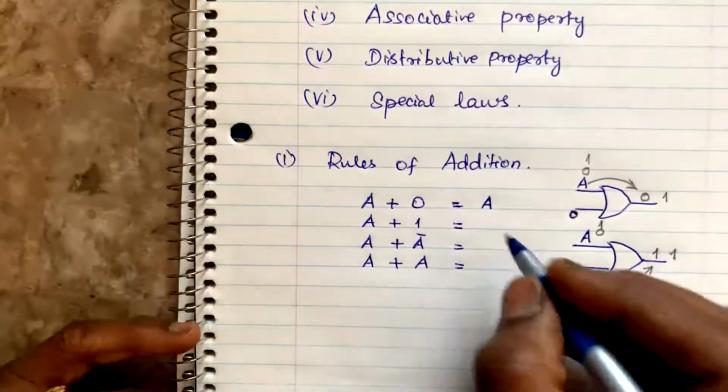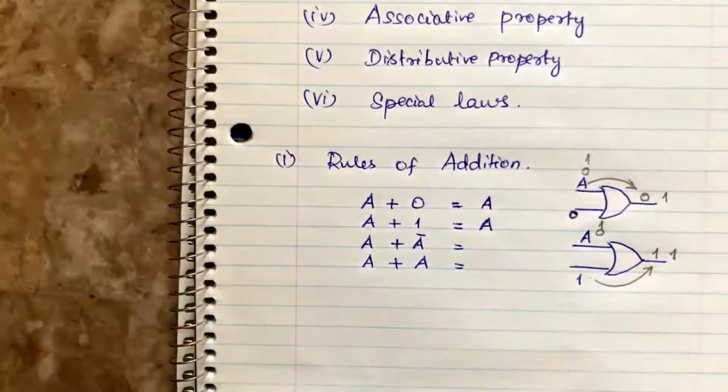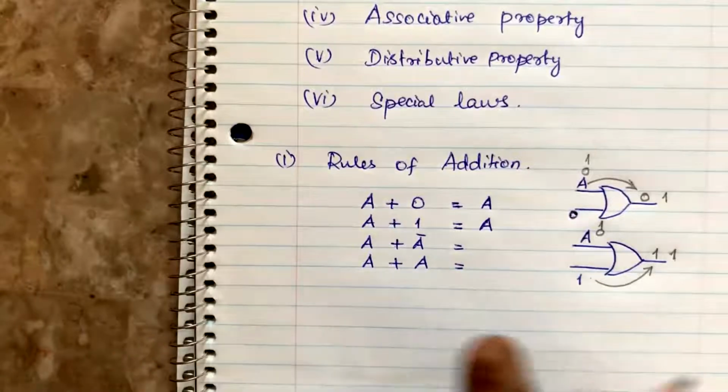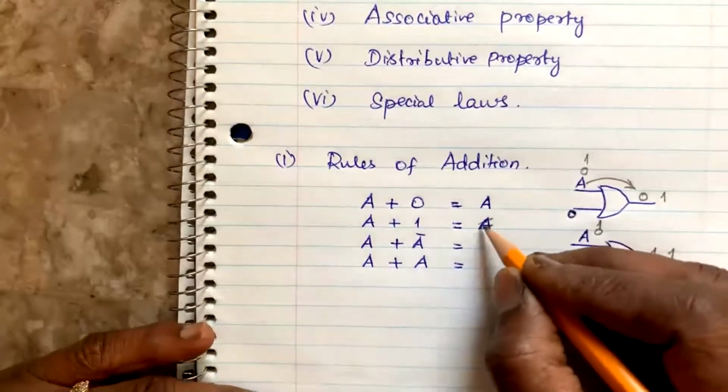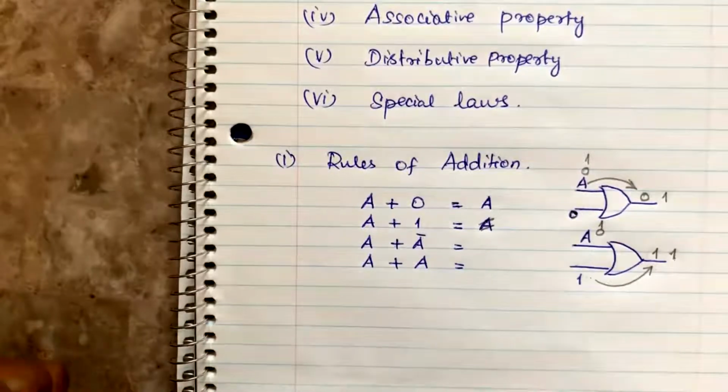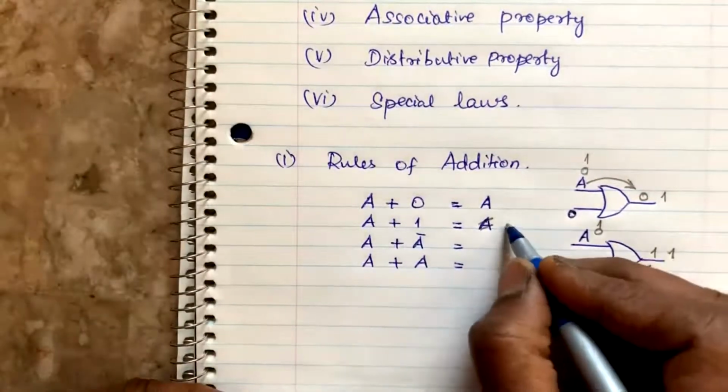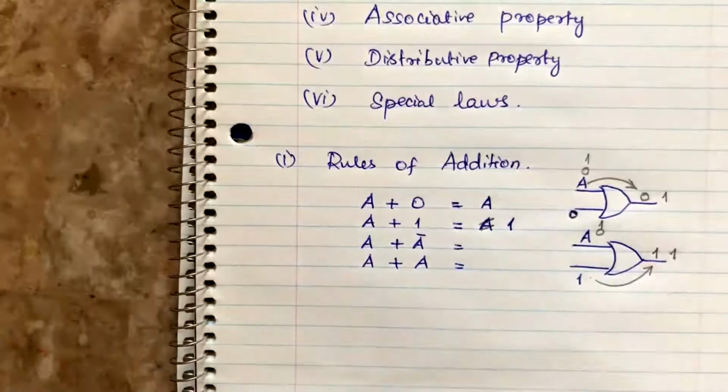So we can write A plus 1 is always 1. It doesn't follow A, but this one is always going to go to the output.